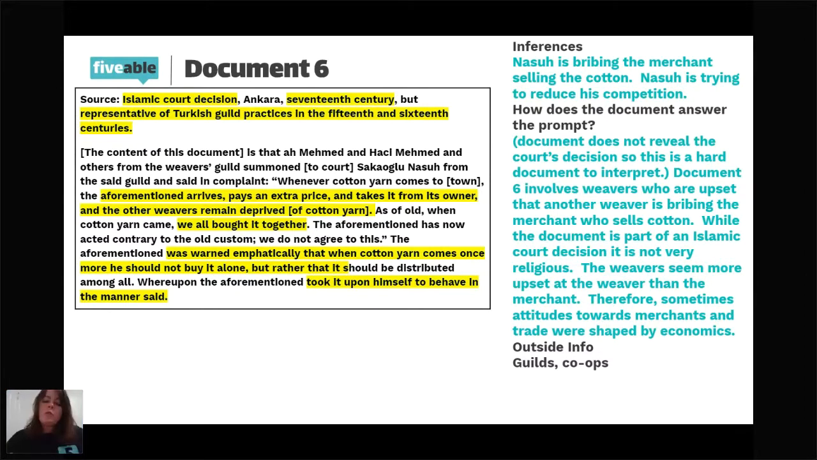Outside info, if you want to talk about guilds or co-ops where farmers and workers come together, you could do that.